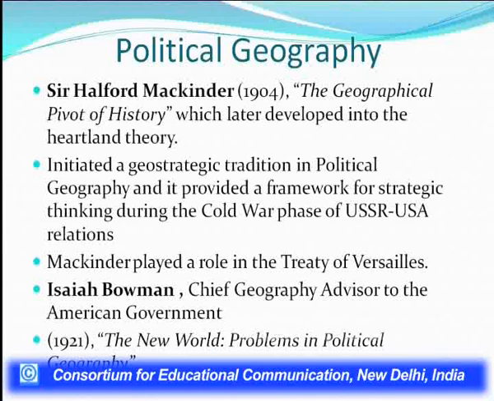Further, there were people like Isaiah Bowman, who was a chief geography advisor to the American government and who also played a very important role with his book titled The New World: Problems in Political Geography. So he was arguing from an American standpoint, that is the New World, which, as we all know, was the North American continent, established by migrants from Europe. He argued that the United States could expand its strategic understanding only with a deeper understanding of its political geography. He was also advising the United States in strategic terms.